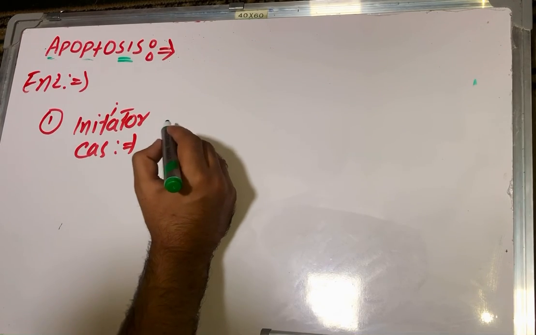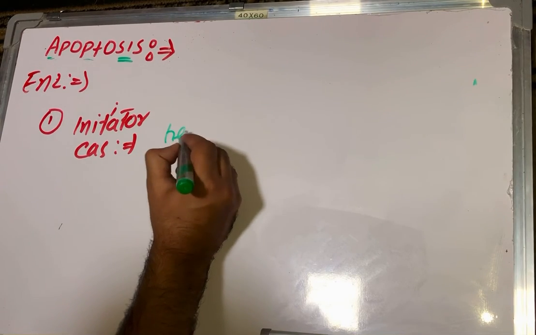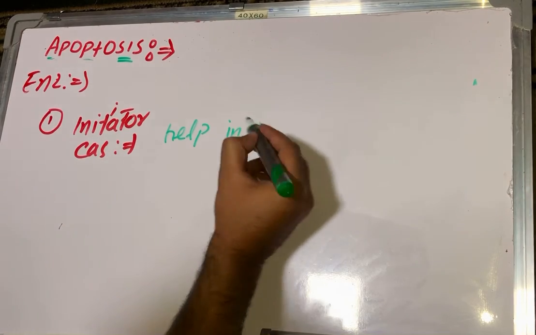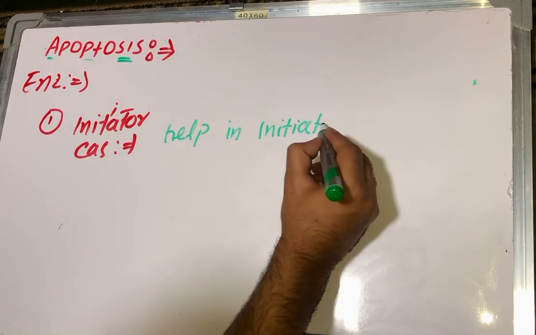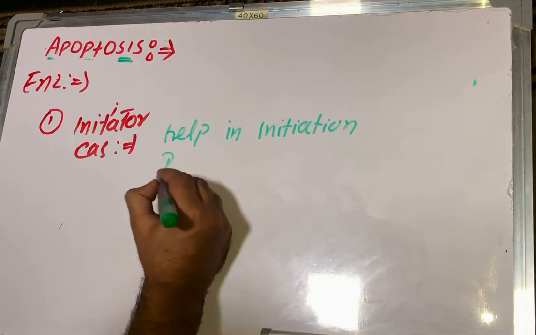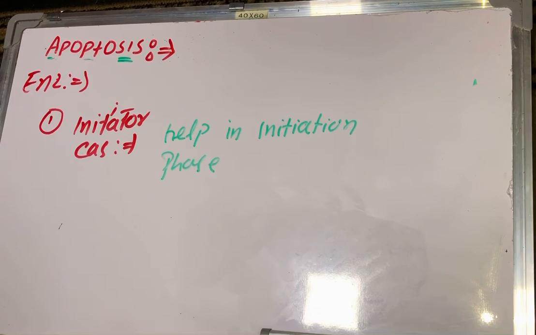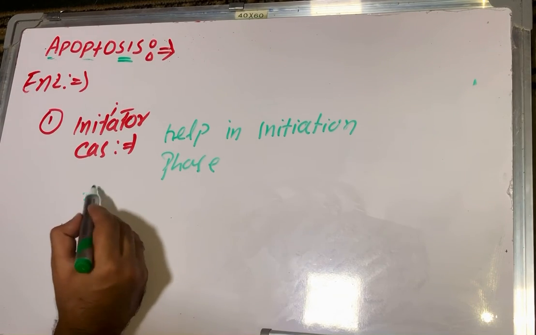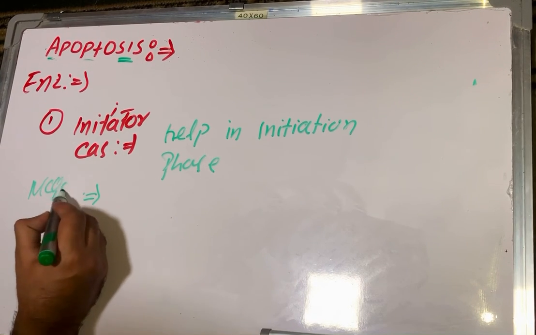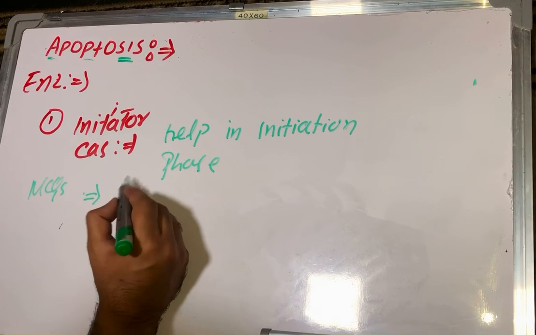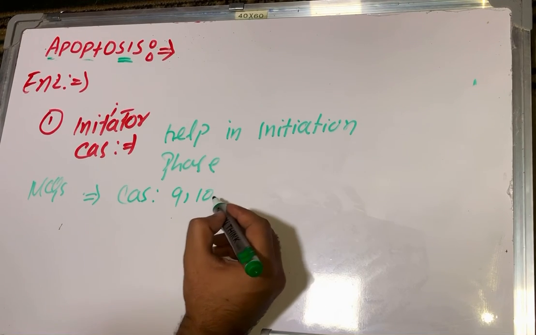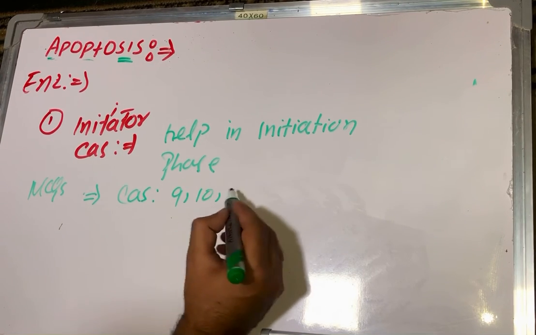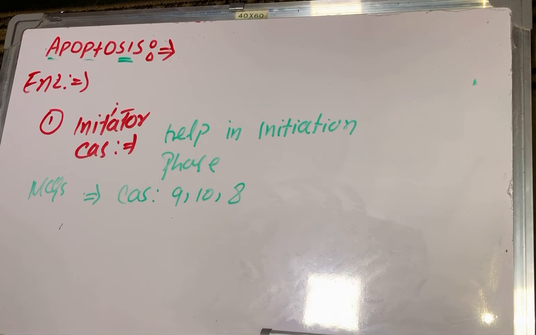These initiator caspases help in the initiation phase of apoptosis. For the MCQ point of view, remember that these are caspase 9, 10 and 8. These are the initiation caspases.